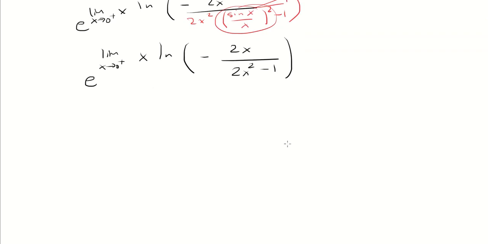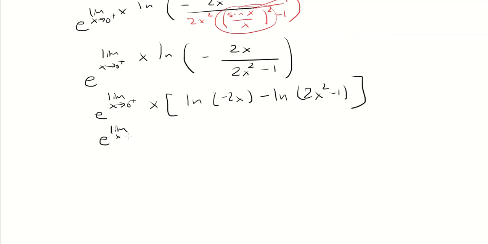So now we can use the quotient rule for logs. Basically, we're going to subtract this. So think of x as outside. We have natural log of, really, it's going to be negative 2x minus natural log of 2x squared minus 1. But I can just write this as x times natural log of 2 minus natural log of x minus natural log of 2x squared minus 1.